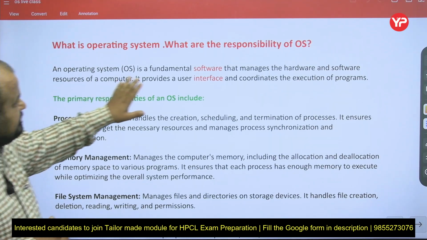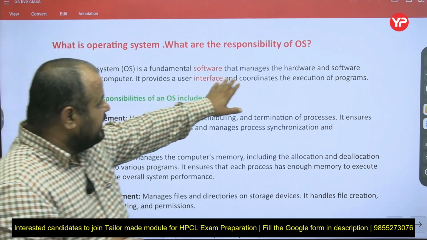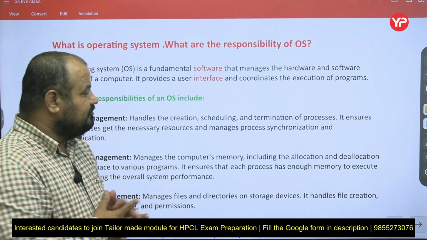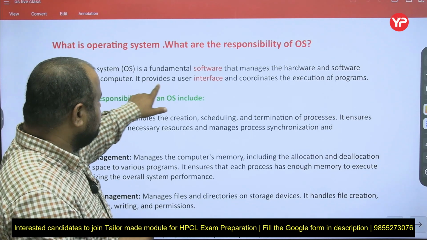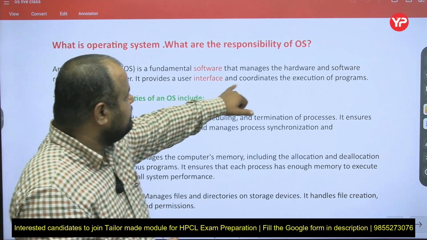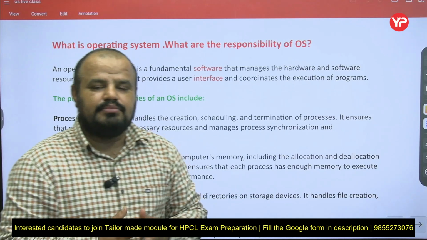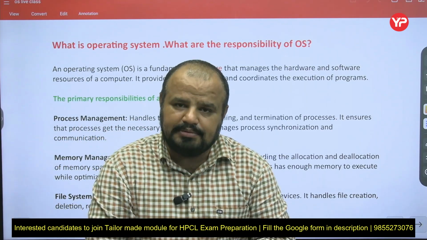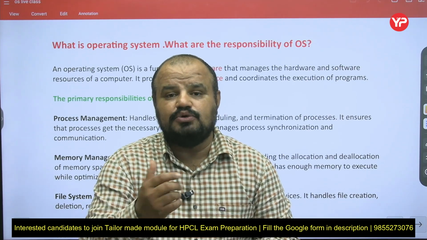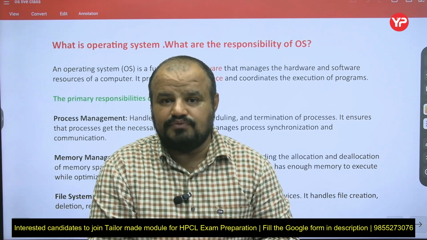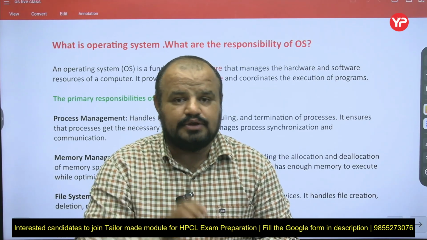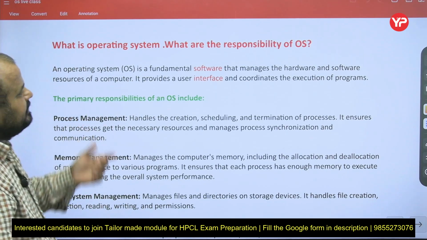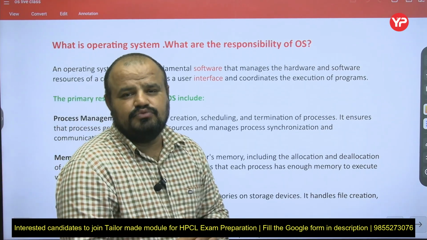So you can see here what an operating system is. An operating system is a fundamental software that manages the hardware and software resources of a computer. That is the responsibility of operating system, and the main point is it provides a user interface and coordinates the execution of the program. So what is operating system? It is an interface between user and hardware. Keep in mind. You may face one problem, what operating system is, and they will give you 4 options. You need to mark the option which contains the word interface.